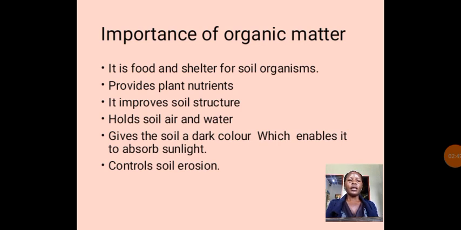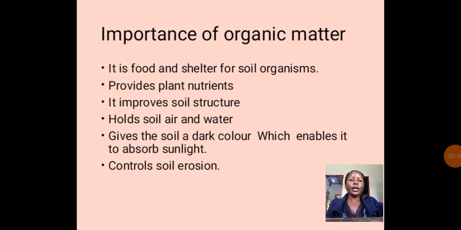And then next we are saying that it gives the soil a dark color, which enables it to absorb sunlight, because we know that also light is very important in the soil because it improves on the temperature found in the soil, and the temperature is also very good in the soil. So when the dark color is found there, it means that it can be able to absorb light, and that will improve on the soil temperature.